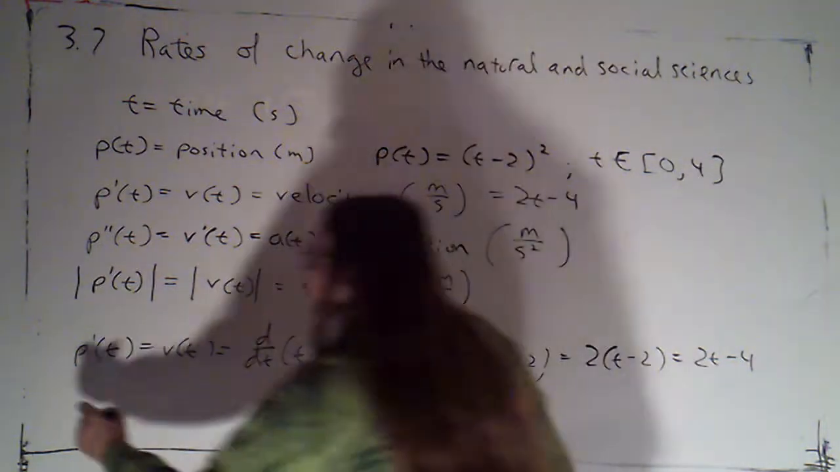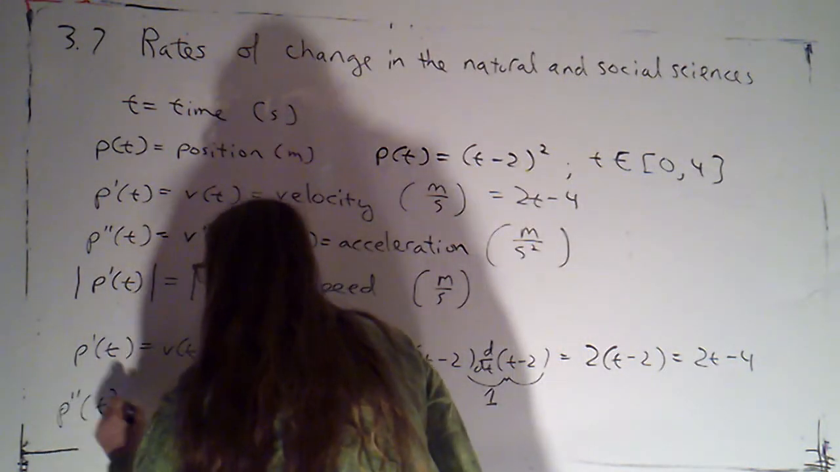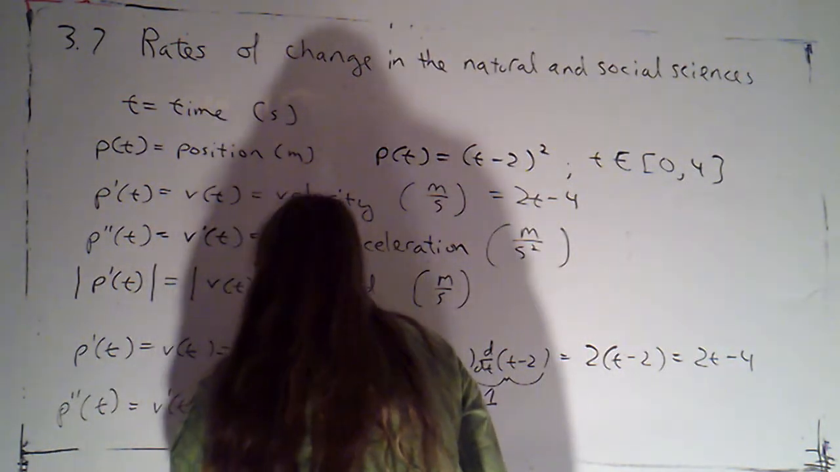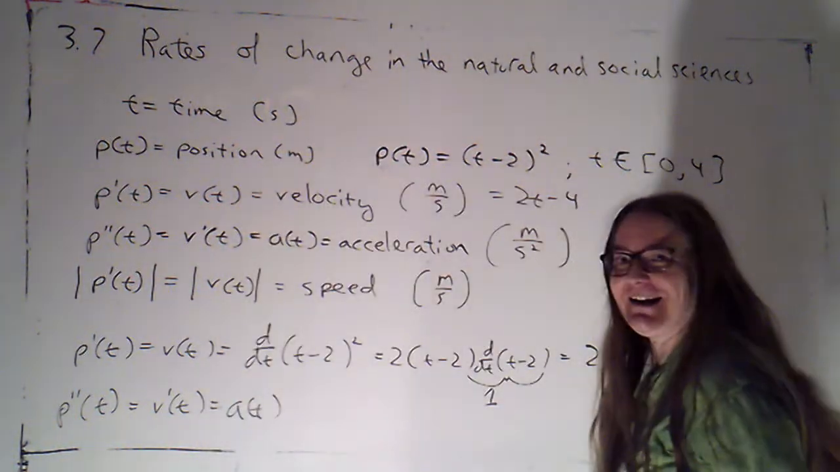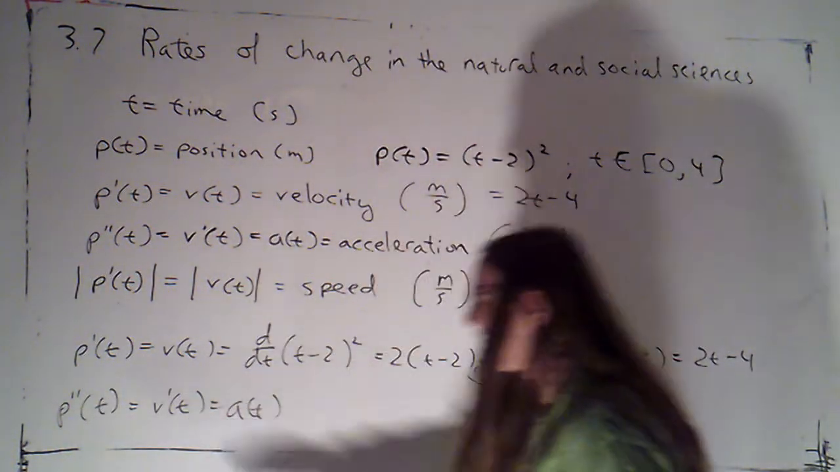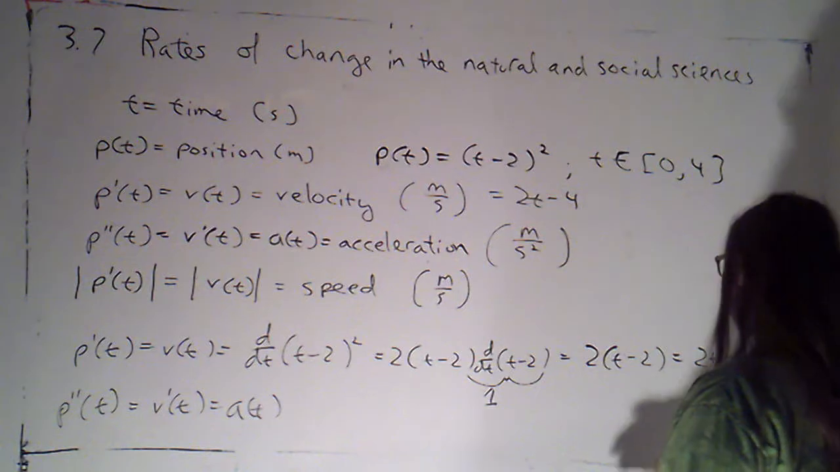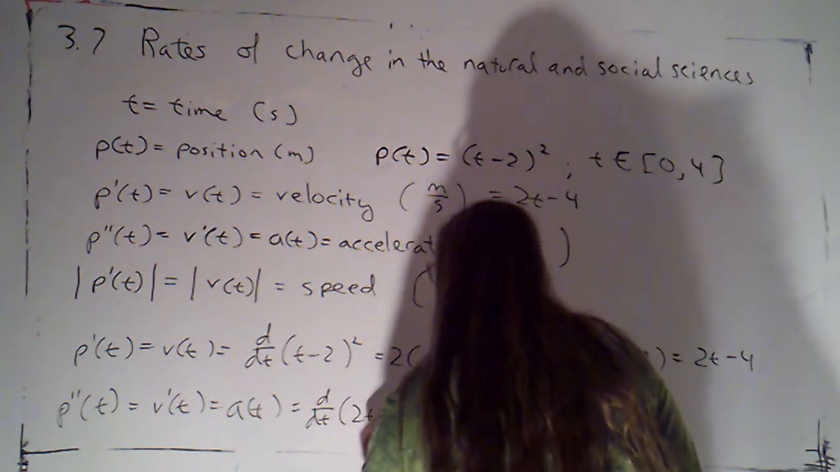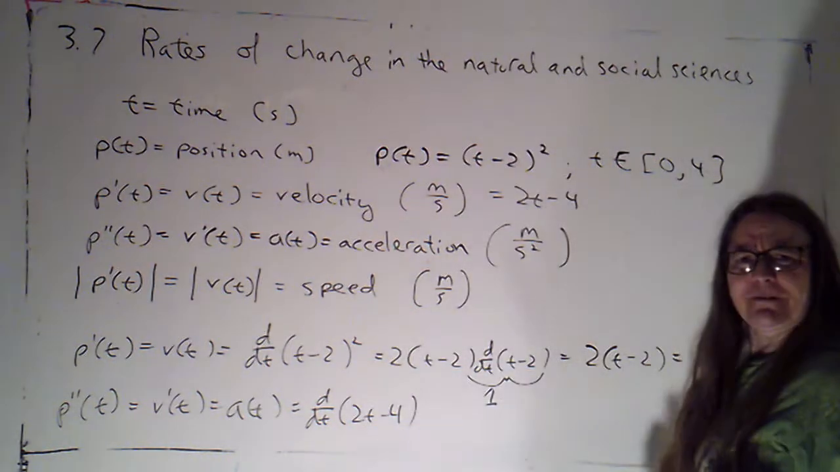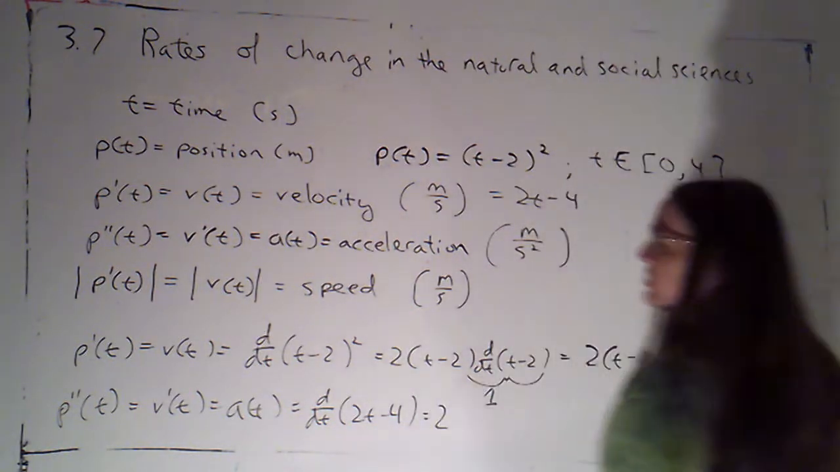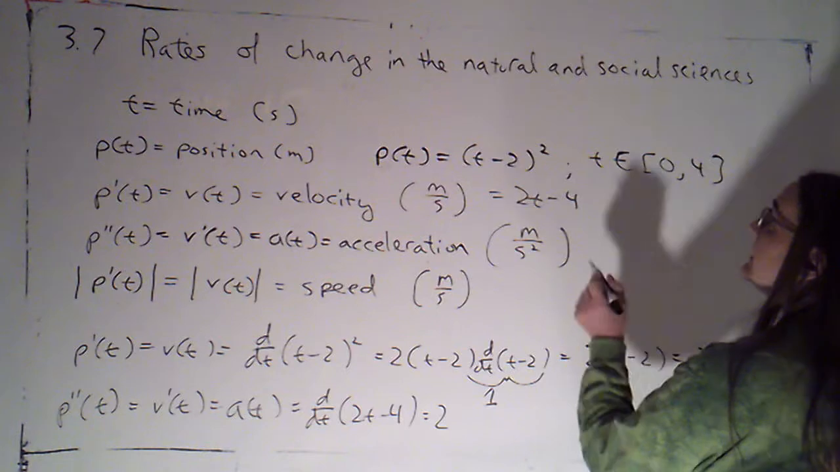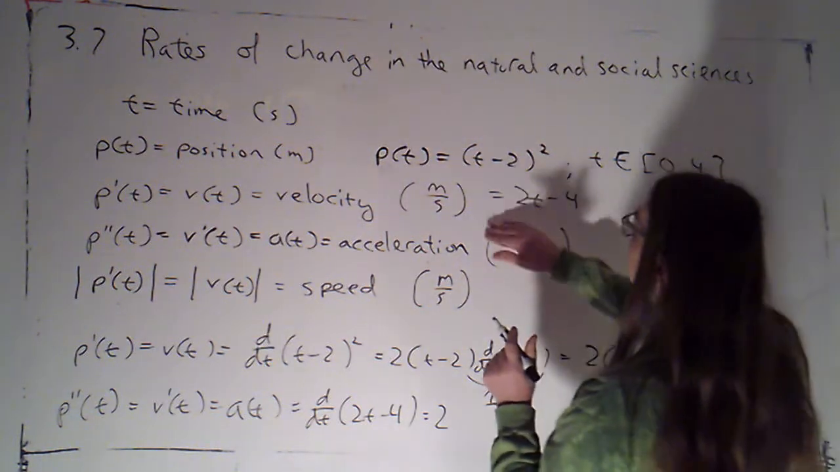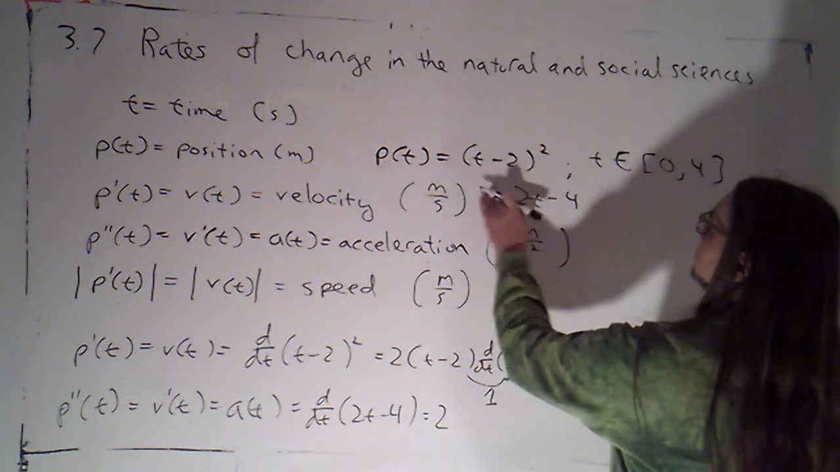Acceleration is going to be the second derivative. So I've got all these different ways of writing it. Second derivative of position, first derivative of velocity, or I can just call it the acceleration. That's just the derivative of 2t minus 4. Well, 2t minus 4 is just a line of slope 2, so that's just 2. So the acceleration here is just 2.